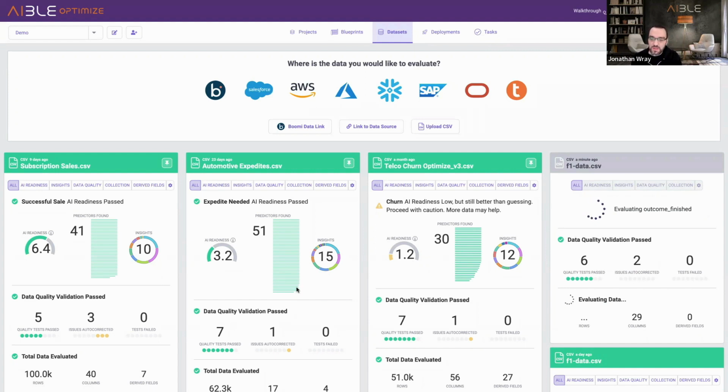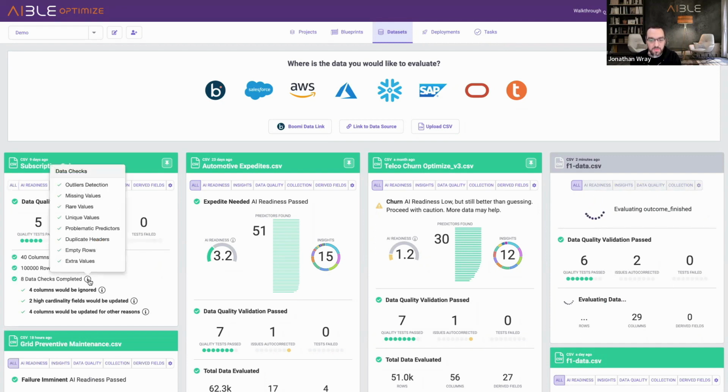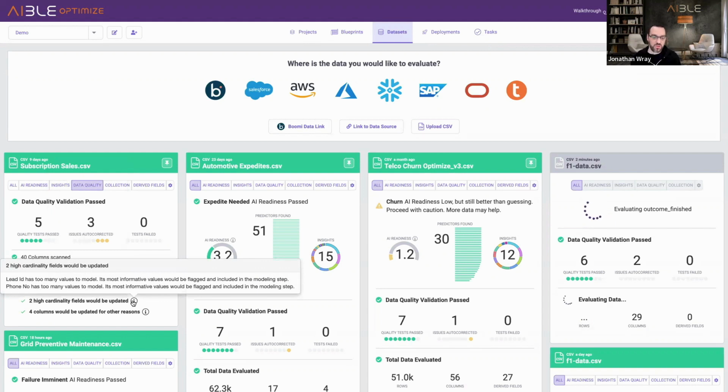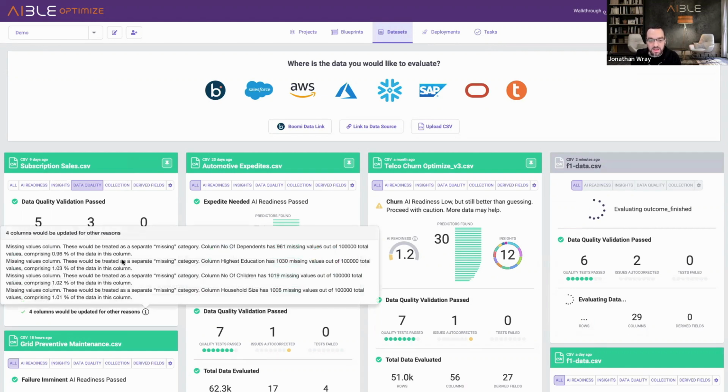Now, with that data quality check, what Aible is doing is looking for common issues that lead the model development astray or make it fail outright. And we can see Aible has automatically cleaned up several issues here. It's identified some fields with very few repeating values, indicating that it's unlikely that these are going to show up in our analysis. So lead ID and phone number for this sales data set. And it's also identified that there are several columns that have missing values. And so it's telling us it's going to impute those with the term missing.